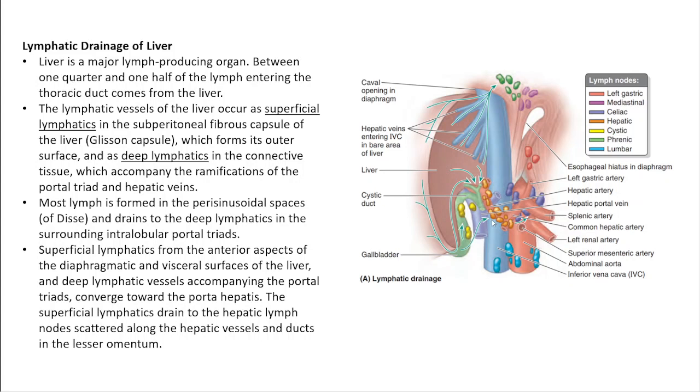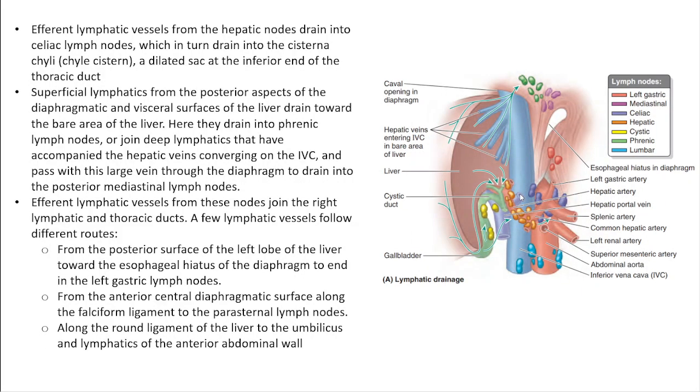These are called the hepatic lymph nodes. The superficial lymphatics then drain to the hepatic lymph nodes scattered along the hepatic vessels and ducts in the lesser omentum. From those hepatic lymph nodes, the lymph is going to drain into lymph nodes surrounding the origin of the celiac artery. Those are the celiac nodes, and from there it is going to enter the cisterna chyli. So in fact, efferent lymphatic vessels from hepatic nodes drain into celiac nodes, which in turn drain into the cisterna chyli, and from there the lymph enters the thoracic duct.